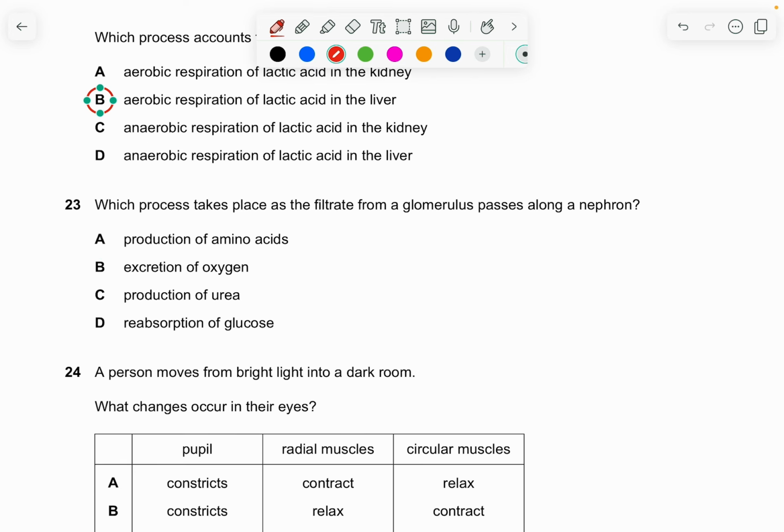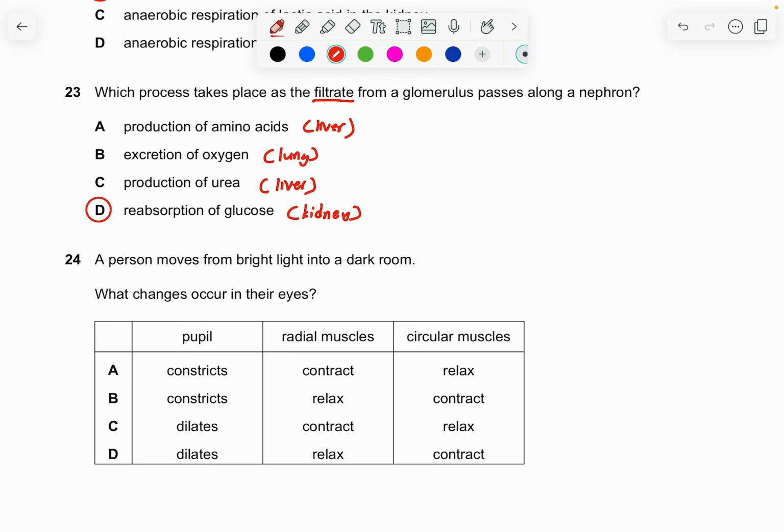Question 23. Which process takes place as the filtrate from a glomerulus passes along a nephron? Reabsorption of glucose. Excretion of oxygen by the lungs. Production of urea is in the liver. And reabsorption of glucose is at the kidney. So this is how you deduce by the function of the organs where each process is supposed to occur.